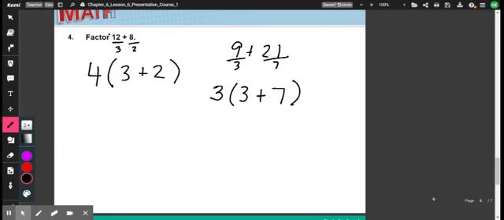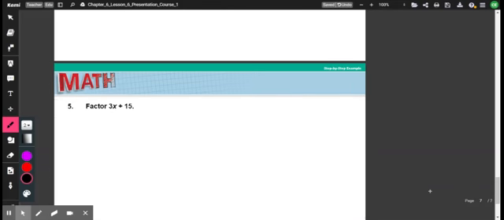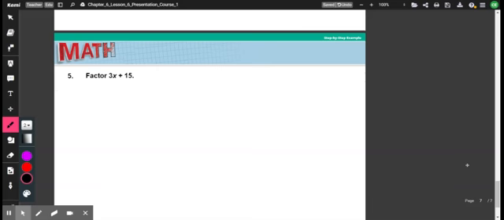All right, last example, which is on page 488. We're almost done. All right, 488, we have factor 3x plus 15. So 3x and 15, they both can have a 3 in them. All right, so we'll take the 3 out, okay? So we took 3 out of 3x, and we're taking 3 out of 15, which will then give us 5.